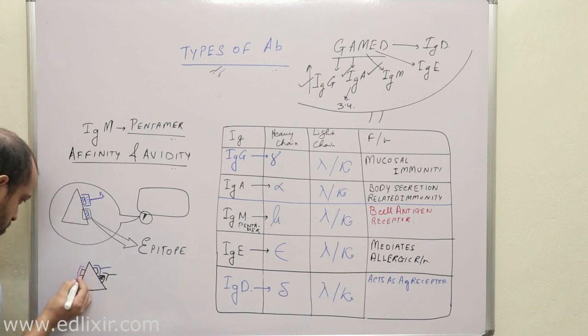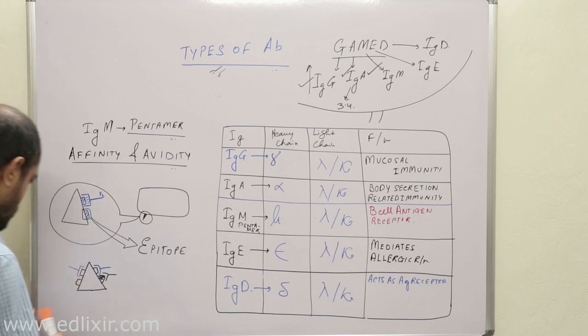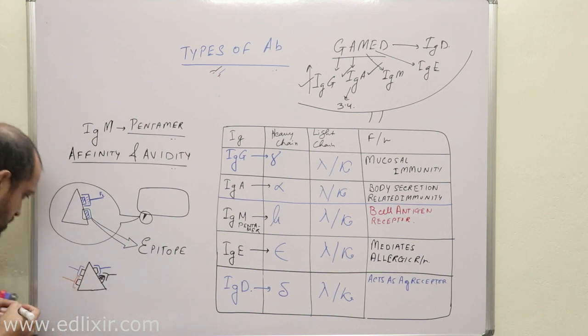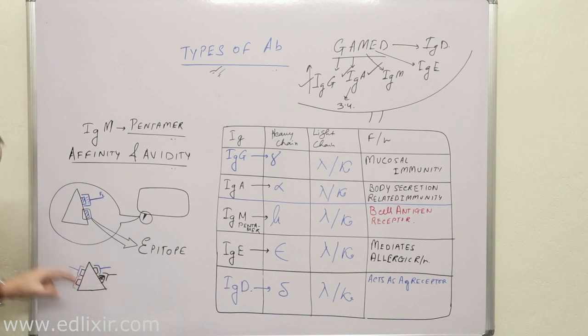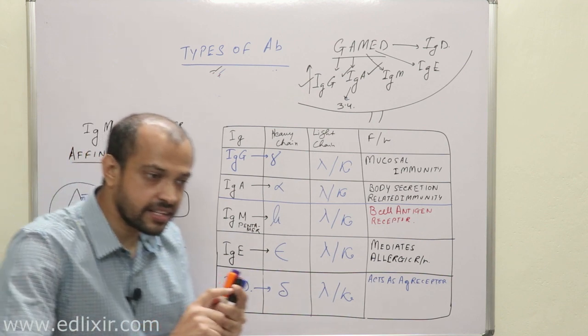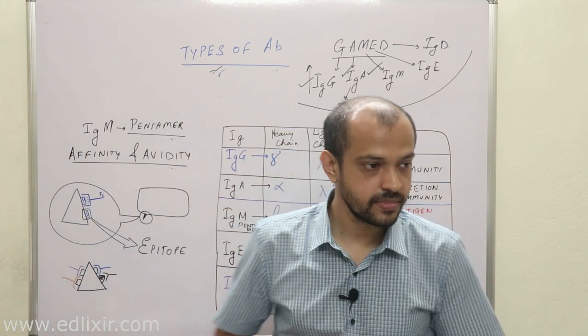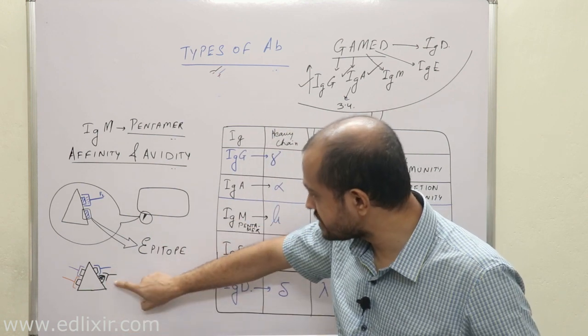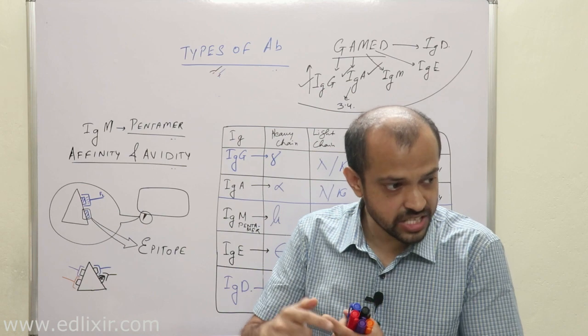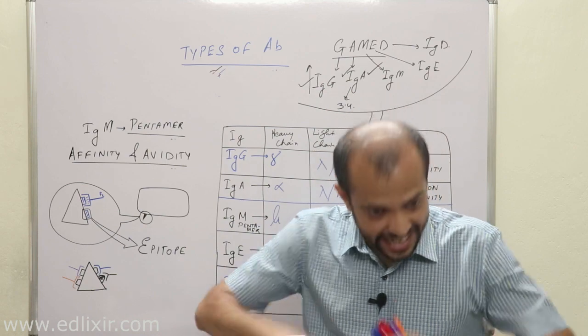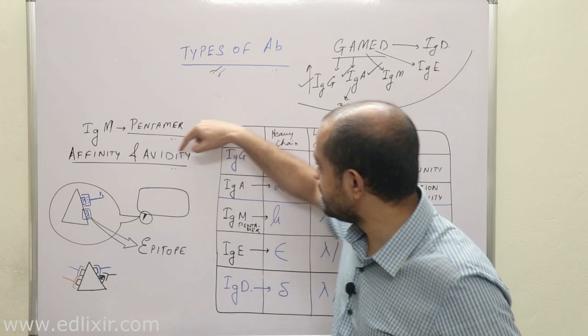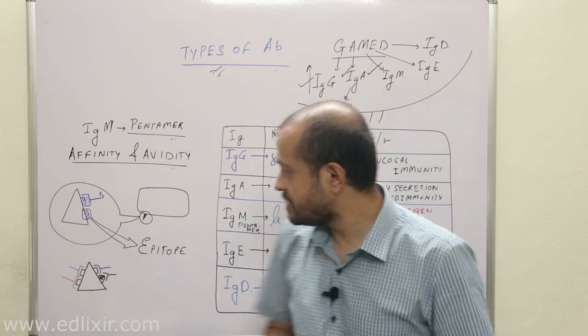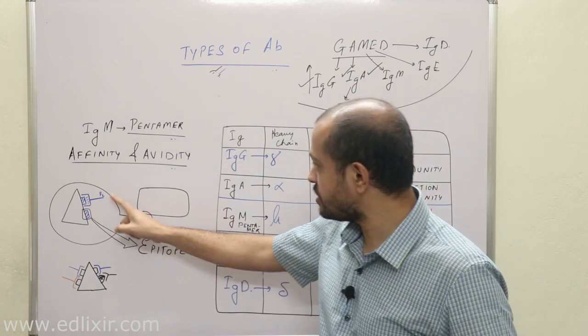So there can be 4 antibodies here. Now listen with all your attention. The strength with which each and every antibody is attaching to these epitopes, this strength taken together is called avidity. The strength with which every antibody binds with a specific epitope taken together in an antigen is called avidity. Clear?